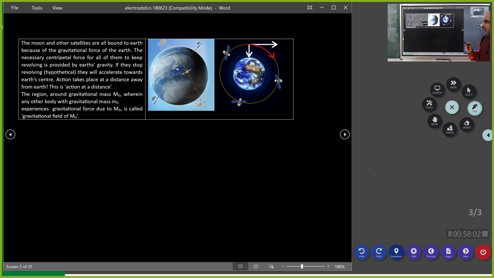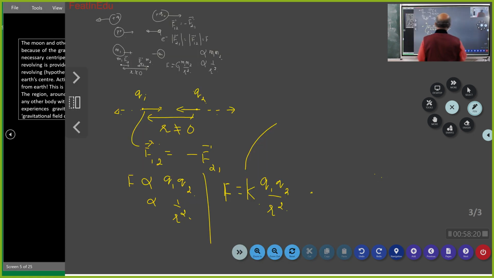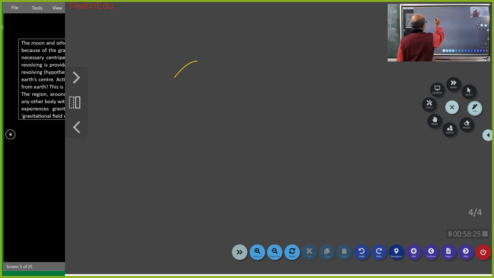Now listen very carefully. The region around the gravitational mass mg, wherein any other body with gravitational mass small mg experiences gravitational force due to mg, is called the gravitational field of mg. Now what I will tell you. See, this is Earth. So you have Earth.